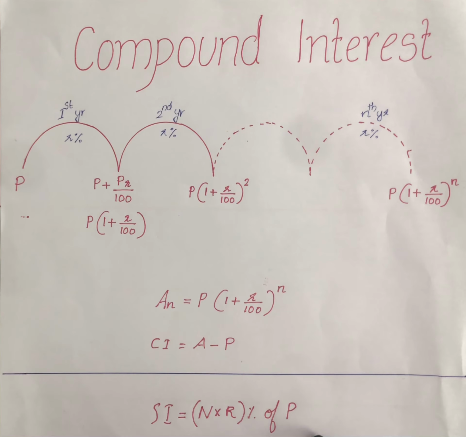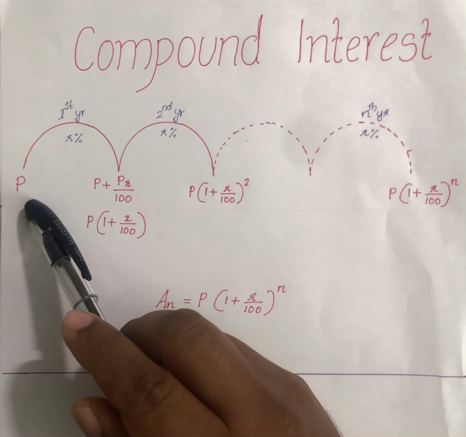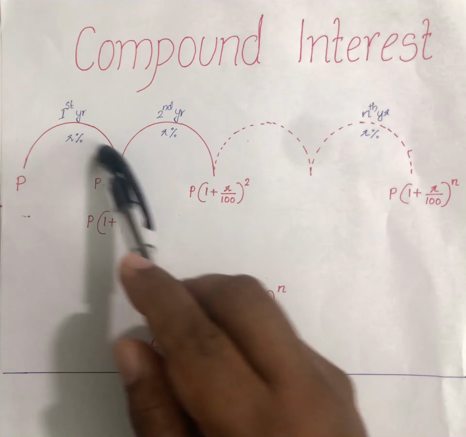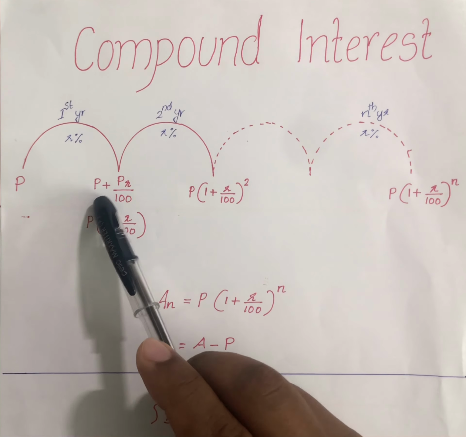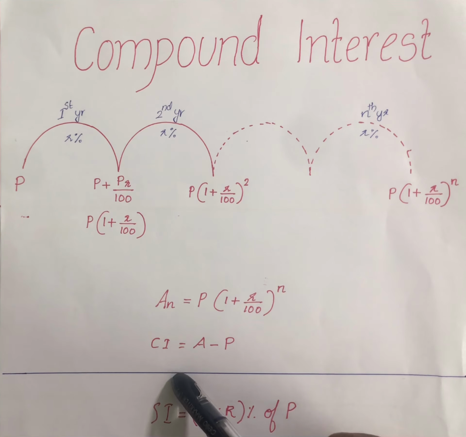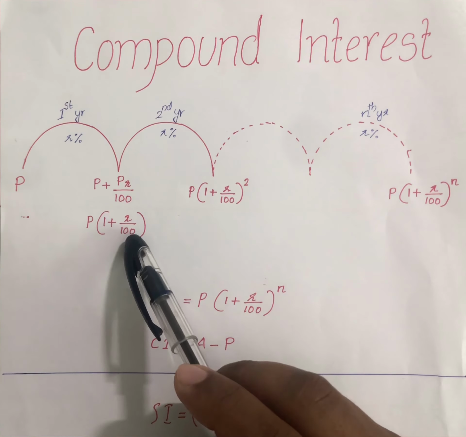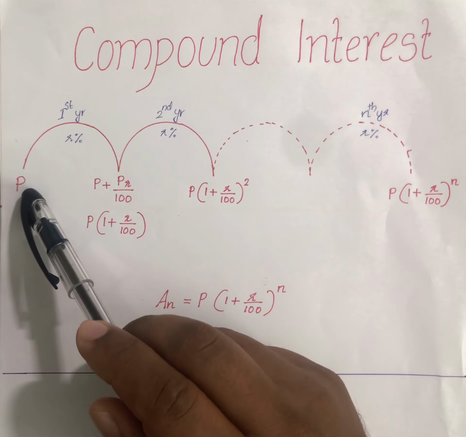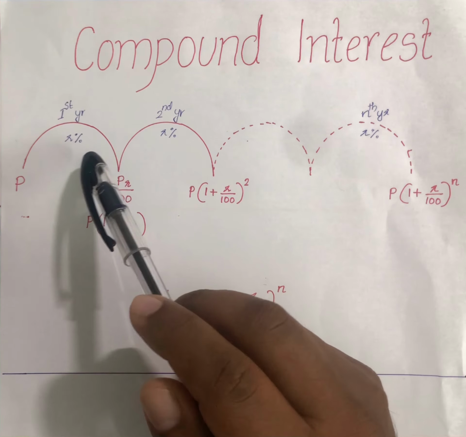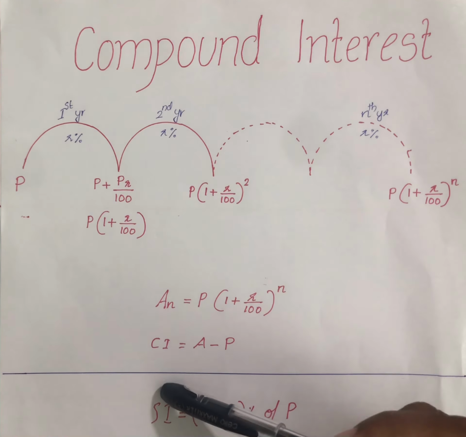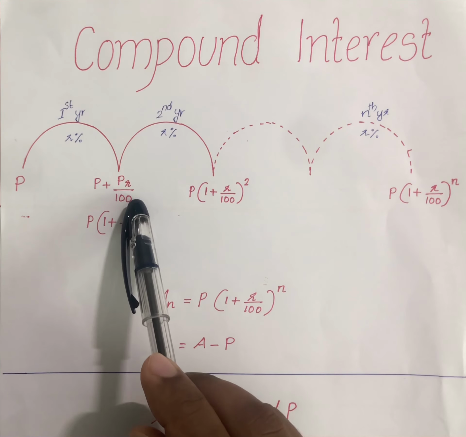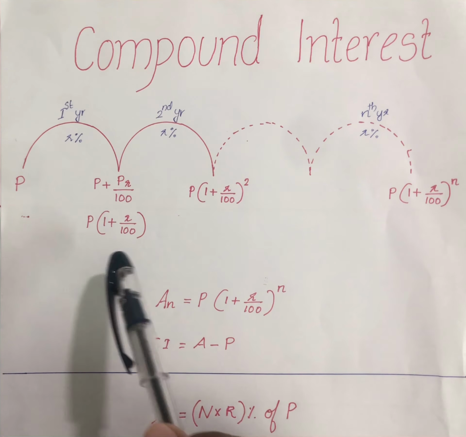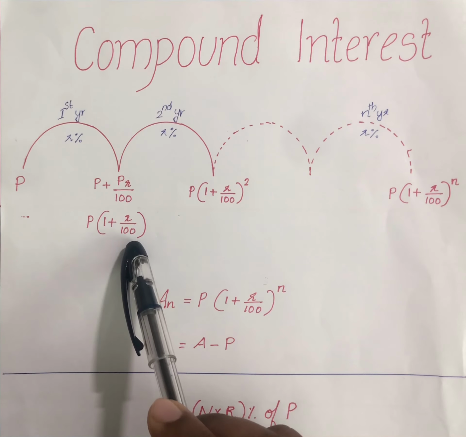We'll first see that. Suppose initially you have a principal P. For the first year, if I put it at R%, after 1 year I'll get P plus R% of P. So altogether P into (1 plus R by 100). That is, initially you have a principal P. For the first year, if the rate is R%, after 1 year I'm going to get the principal along with R% of the principal itself. That is P into (1 plus R by 100).